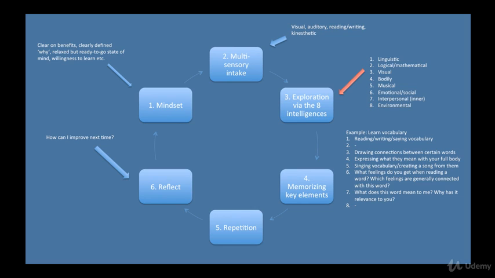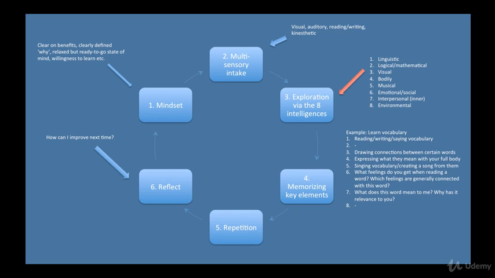Now, the logical/mathematical approach doesn't really work in this case because language is not that mathematical, to be frank. But number 3, the visual aspect, works. For instance, I want you to draw connections between certain words. When you look at the words La Tour Eiffel and Paris, so the Eiffel Tower and Paris, of course there is a connection. The Eiffel Tower is in Paris. And you can draw a little image to show that connection. For instance, you draw the land, the state of Paris, and then in the middle, you draw the Eiffel Tower.